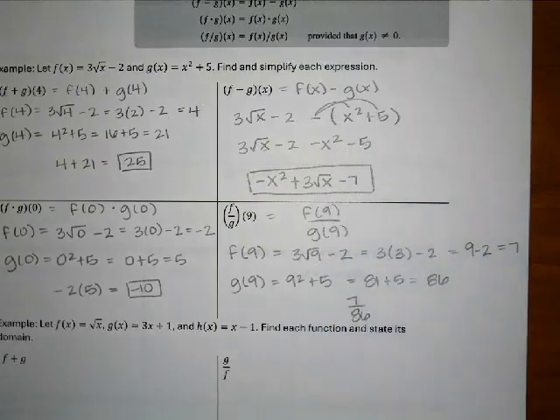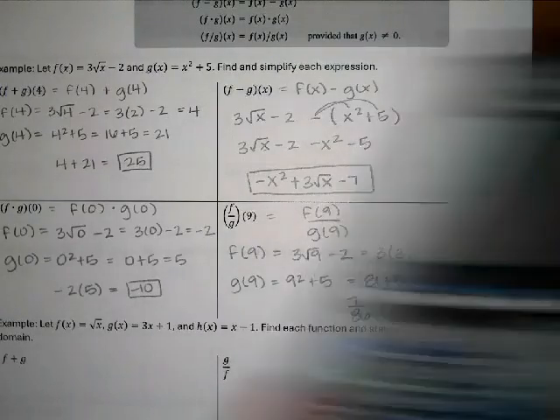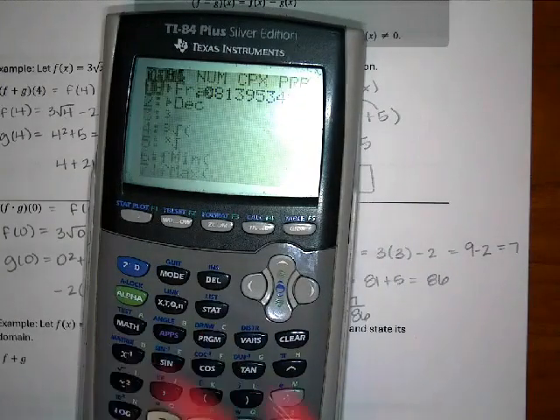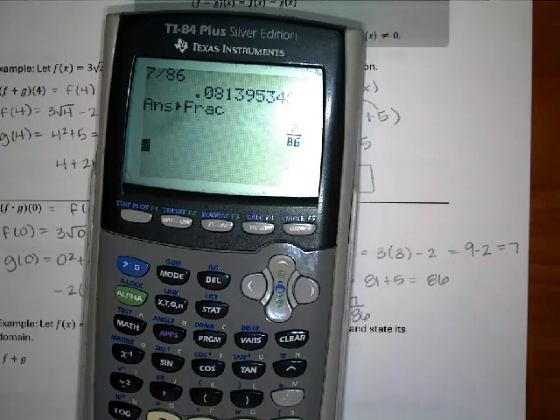And I don't believe 86 is divisible by 7. I don't think we can reduce that. Yep, 7 over 86 is the simplified fraction there.